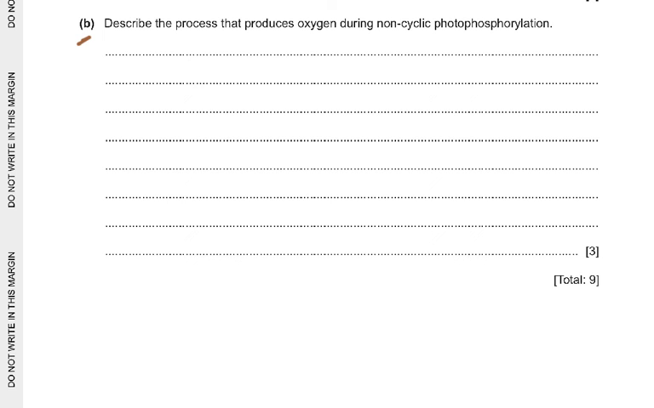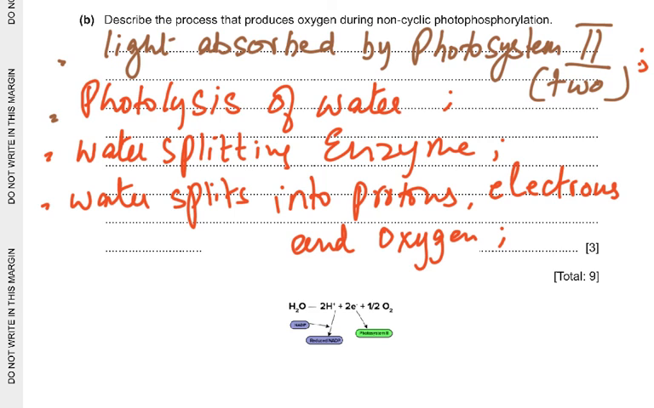And the fourth mark scheme point is water splits into protons, electrons, and oxygen. Or you could give me the equation for it. So light absorbed by photosystem 2, photolysis of water, water splitting enzyme, water splits into protons, electrons, and oxygen. You could have given me the equation as well, which I've also given you here. That would be acceptable as well. So water splits into 2H+ plus 2 electrons and half O2. And of course, another half O2 combines to form one oxygen molecule.